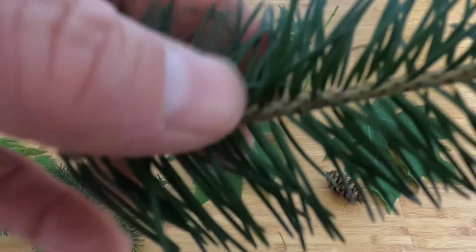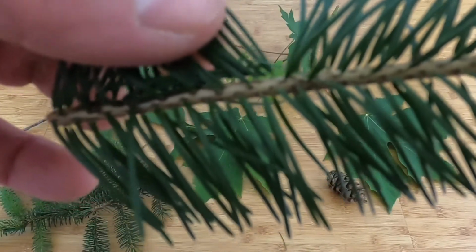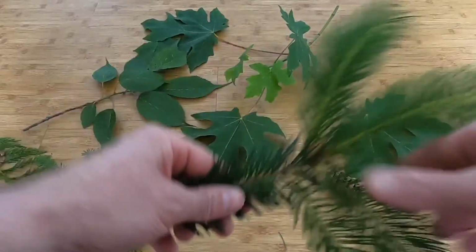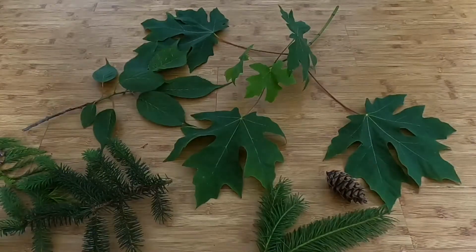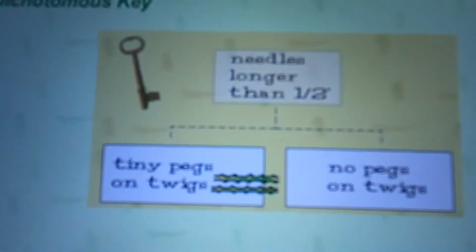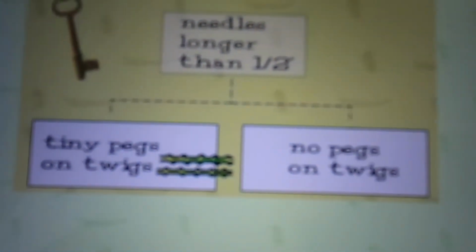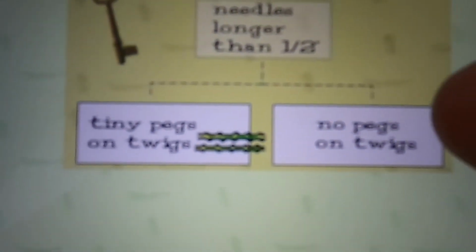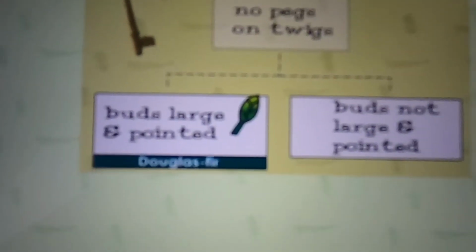I know this camera's probably not getting close enough to see that, but sometimes you've got to look close. It's the trickiest one out there on this dichotomous key. But on the species we're looking at, there are no pegs. So we're going to continue on.